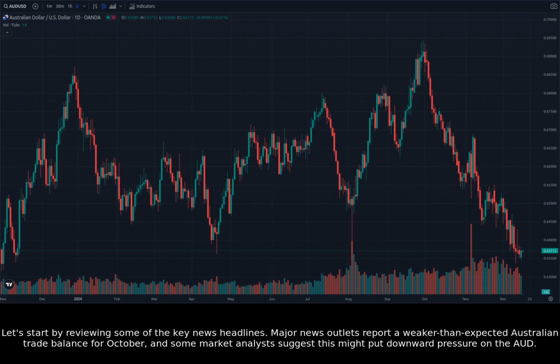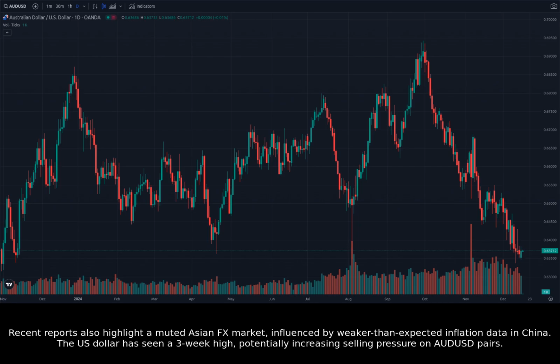Major news outlets report a weaker-than-expected Australian trade balance for October, and some market analysts suggest this might put downward pressure on the AUD. Recent reports also highlight a muted Asian FX market, influenced by weaker-than-expected inflation data in China. The US dollar has seen a 3-week high, potentially increasing selling pressure on AUDUSD pairs.